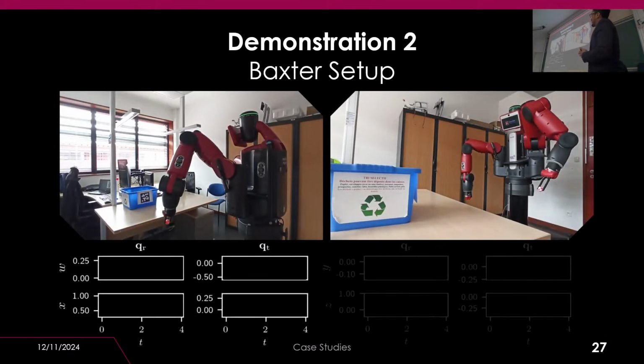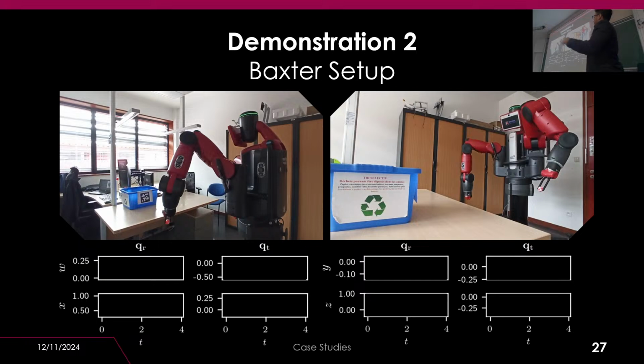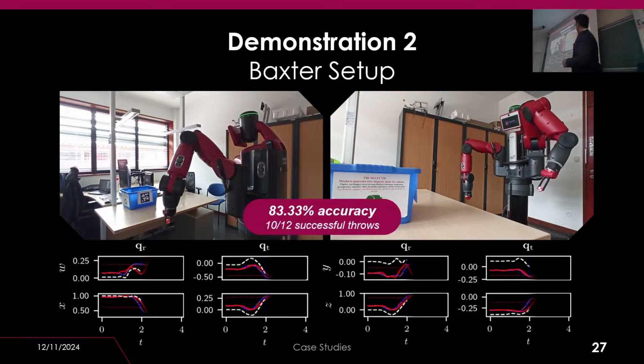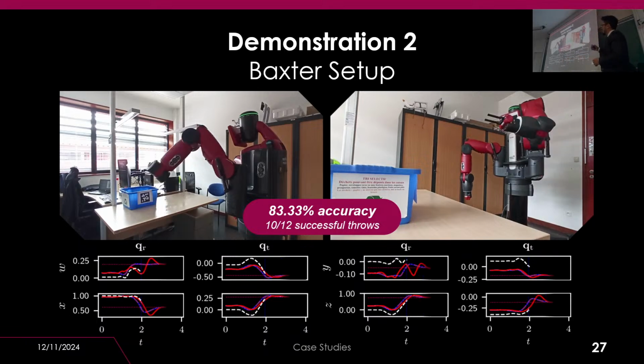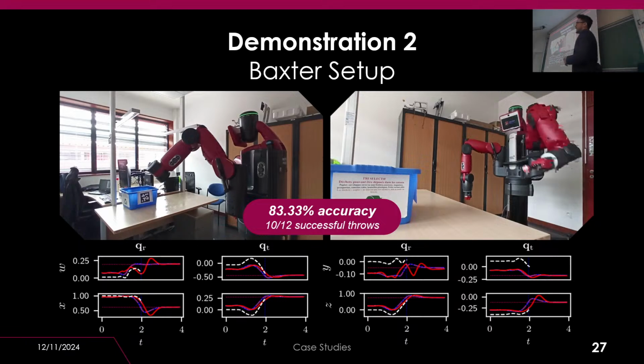Now, in terms of demonstration, in a real environment, Baxter has executed the task by aiming towards a bin, a recycling bin, and the task yields, after many repetitions, an accuracy of about 83%, which represents about 10 out of 12 successful throws.